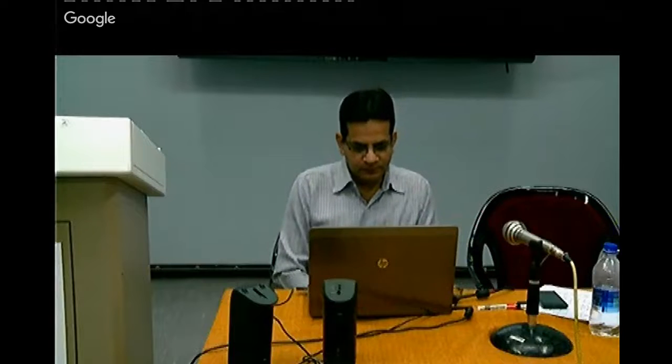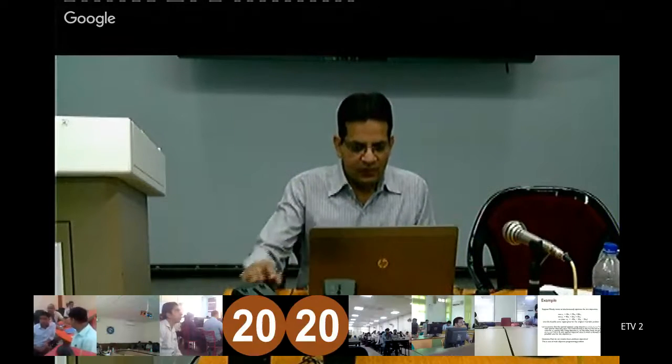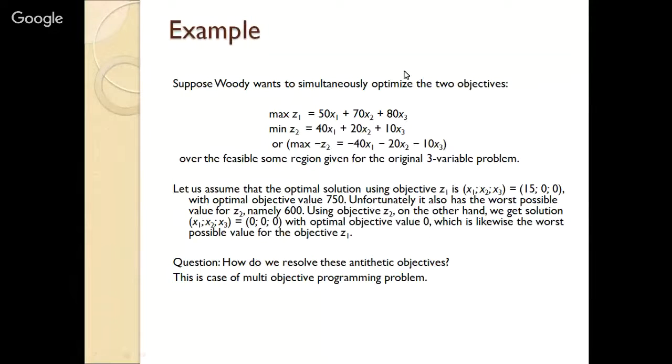Now we have one example. Say it is our feasible region, some feasible region I have taken. So suppose a person named Woody wants to simultaneously optimize two objective functions. These two objective functions, one is of maximum and second is minimum. Right? So you can see both are conflicting.